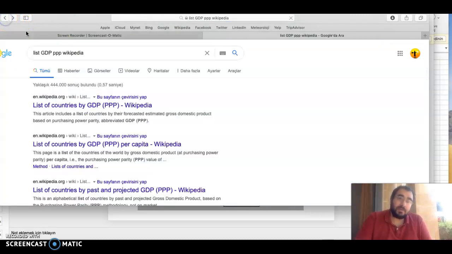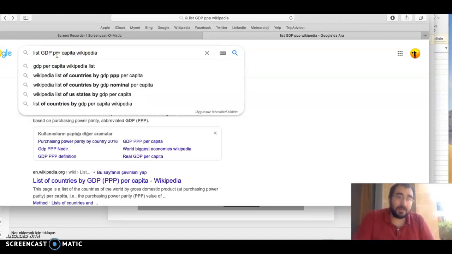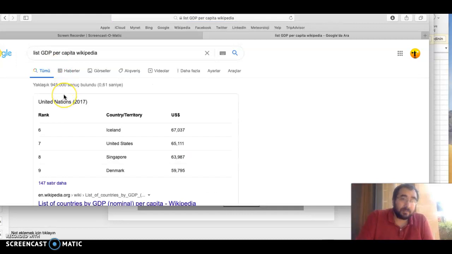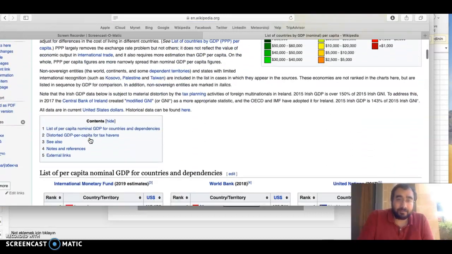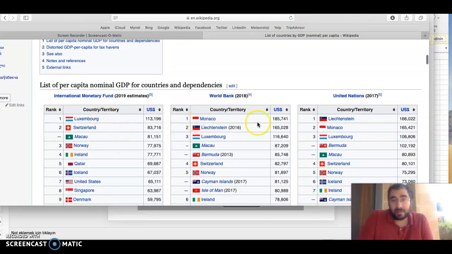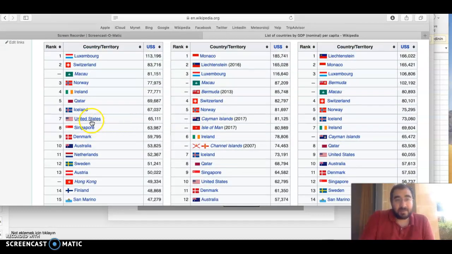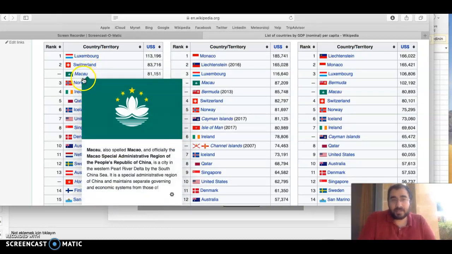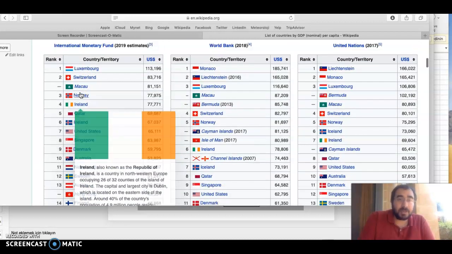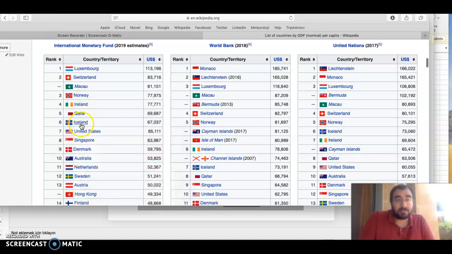So now let's look at GDP per capita. Which country is the first one? Let's see. Let's start with nominal. Luxembourg, Liechtenstein, Monaco, four different lists. Where is the United States? The United States is 7th. So Switzerland, Macau, which is not a country, it's part of a nation I believe, Ireland, interesting, I didn't know that about Ireland actually, Qatar, Iceland, all of them above the United States.